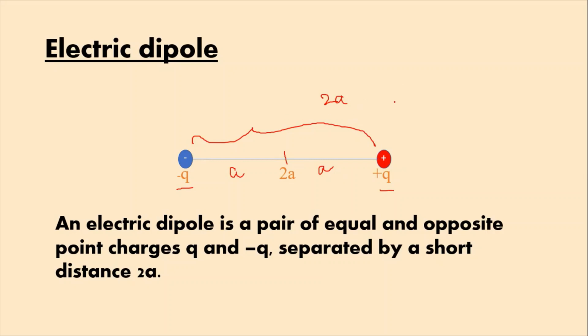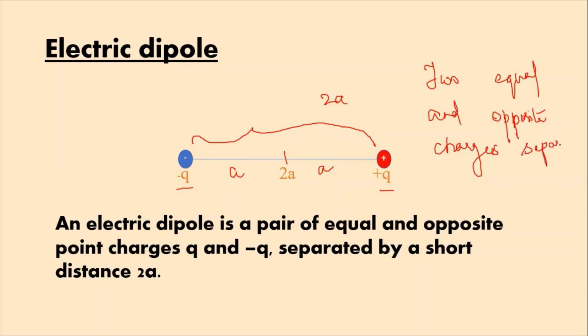Okay, so two equal and opposite charges separated by a small distance is called a dipole.